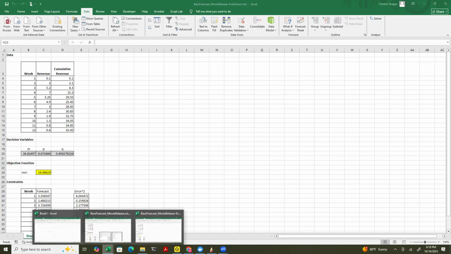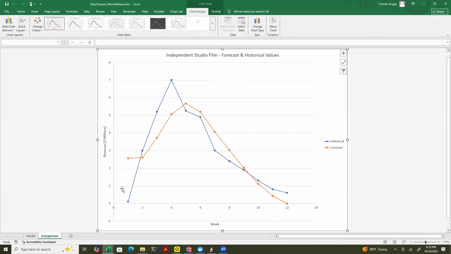I think I graphed it on this one. What you'll end up seeing is something that looks about like this, where the historical one is in blue, but then the forecast one does capture that hump and the decay that's happening afterwards as well. And that's really the takeaway. We're trying to estimate the M, P, and Q parameters of the vast forecasting model to try to fit that historical data as best as possible.